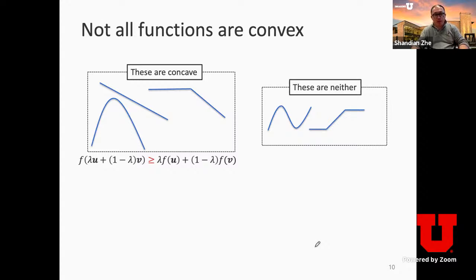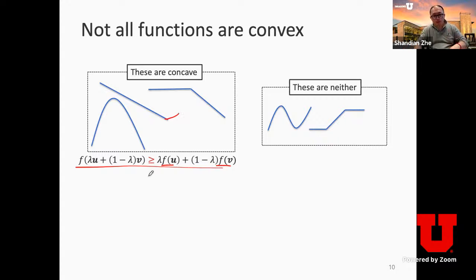Someone may ask, what if I just reverse the direction of this convex inequality? If the function instead always satisfies this inequality, the function at the convex combination of the inputs is bigger than or equal to the convex combination of the function values at the inputs, this is called a concave function. Actually, if you put a negative sign in front of any convex function, it becomes a concave function. Here are several examples. First, linear functions are concave as well. So you can see that linear functions are both convex and concave.